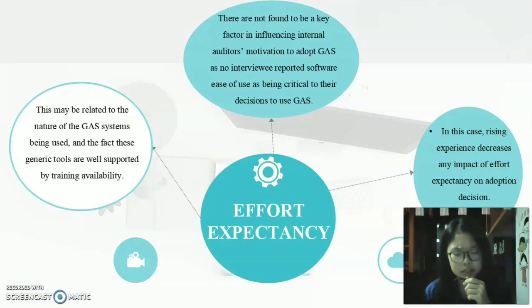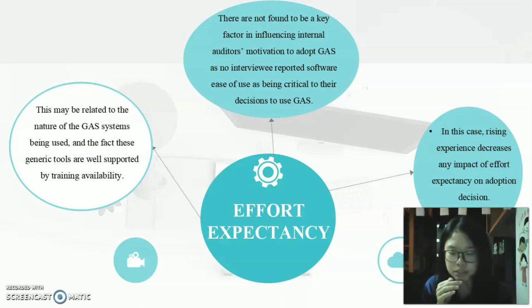Effort expectancy is the effort expected by the internal auditors to learn about new things. It was not found to be a key factor in influencing internal auditors' motivation to adopt GAS, as no interviewee reported software ease of use, which is the effort expectancy, being critical to their decision to use GAS. This may be related to the nature of GAS systems being used, and the fact that these generic tools are well supported by training availability.